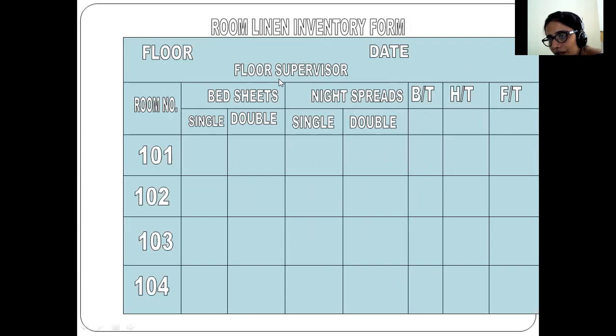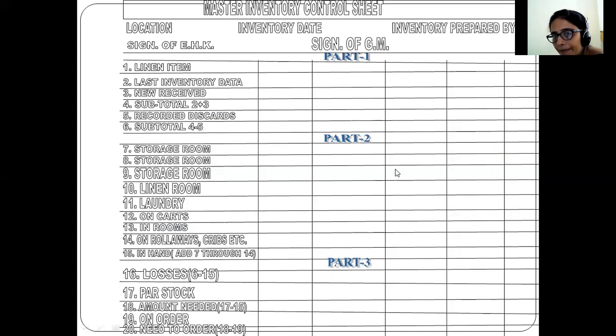Then in the room linen inventory form, we write room number, bed sheet single, double, night separate, single, double, bathroom, right? So this is a room number. We can write bath towel, hand towel, face towel here. Here is the inventory sheet.